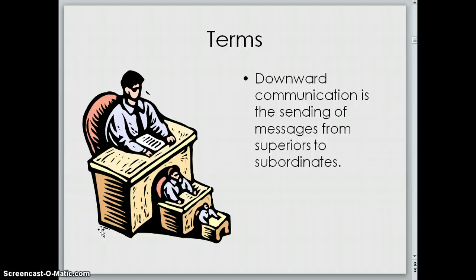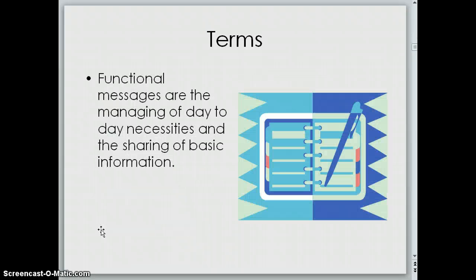Downward communication is the sending of messages from superiors to subordinates. Self-explanatory. Functional messages are the managing of day-to-day necessities and the sharing of basic information. They also serve a purpose.